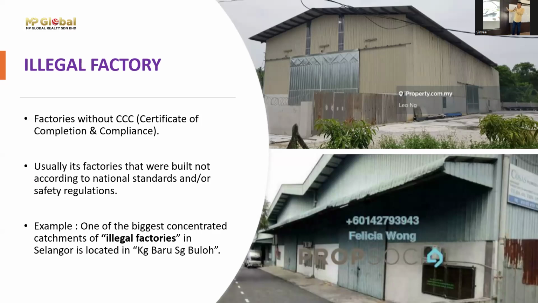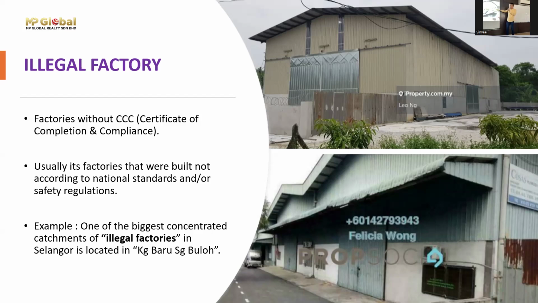You can see there are no setbacks. They didn't follow proper setbacks, or all those regulations by the local authorities or the national standard guidelines. No setback, straight away the business is on the road, really affected. So this is what they call an illegal factory.